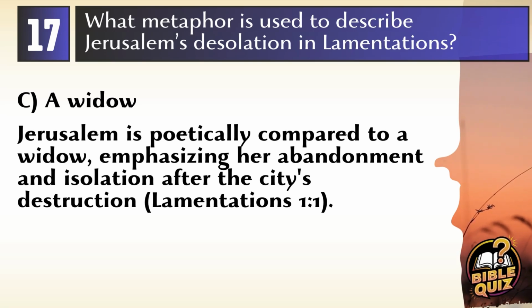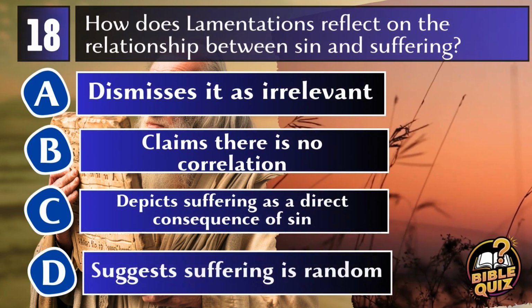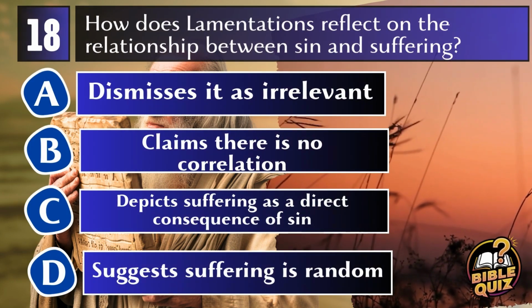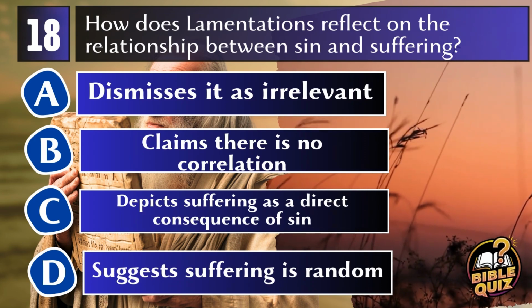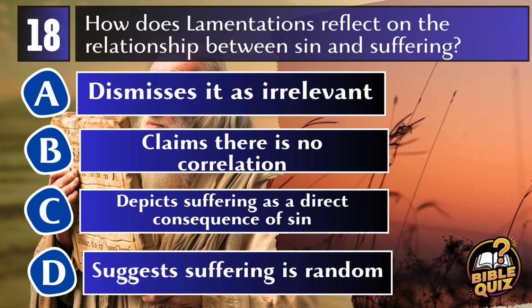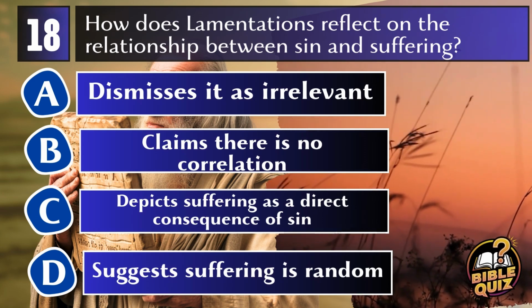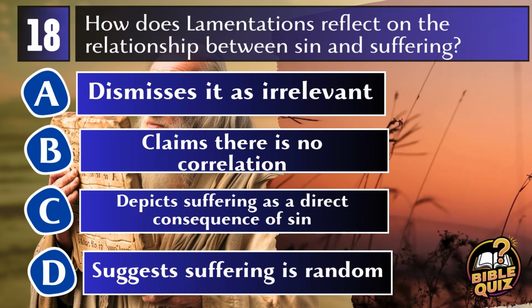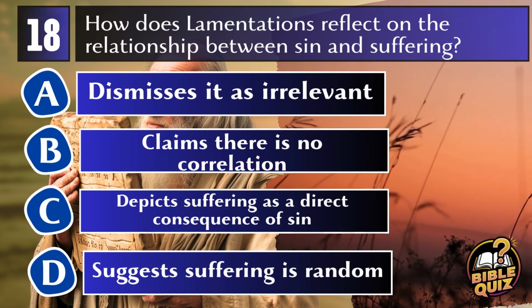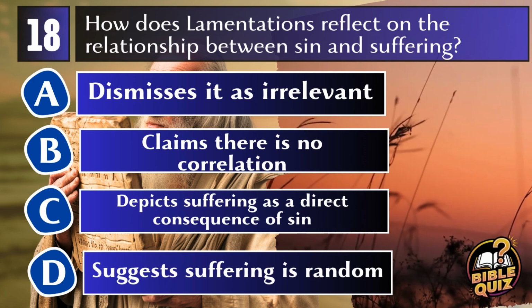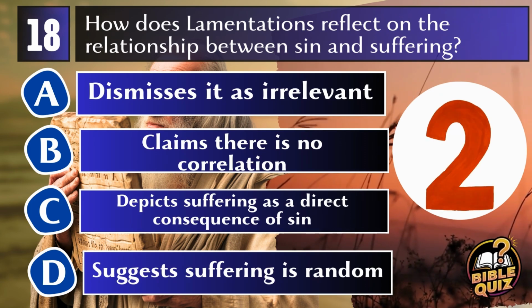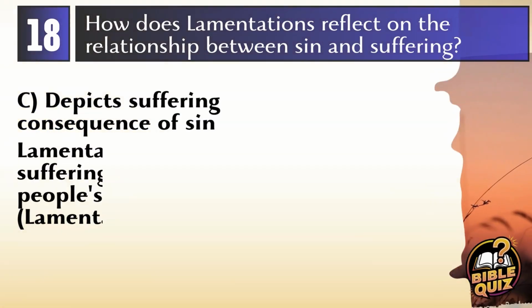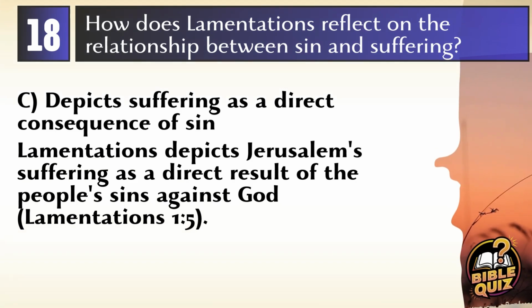Lamentations 1:1. Question 18. How does Lamentations reflect on the relationship between sin and suffering? A. Dismisses it as irrelevant. B. Claims there is no correlation. C. Depicts suffering as a direct consequence of sin. D. Suggests suffering is random. Answer: C. Depicts suffering as a direct consequence of sin.